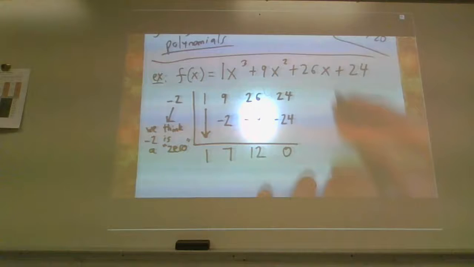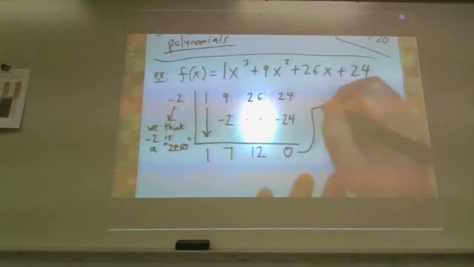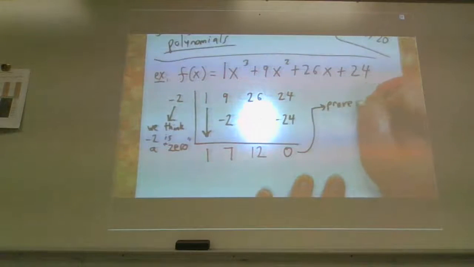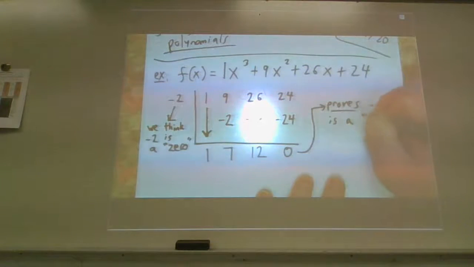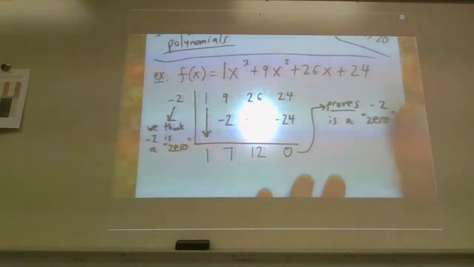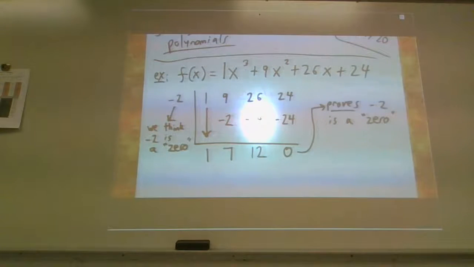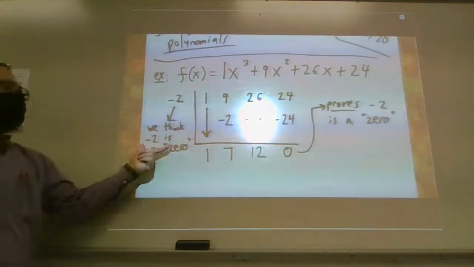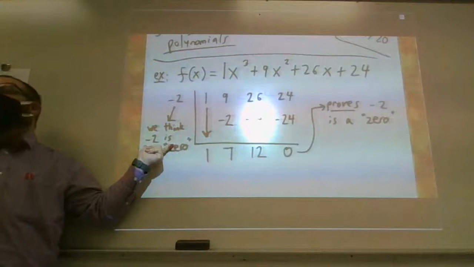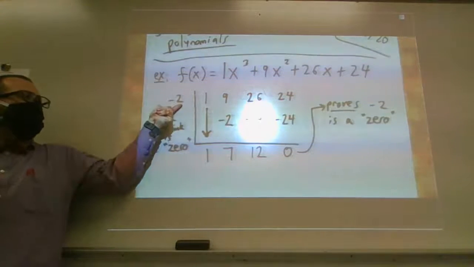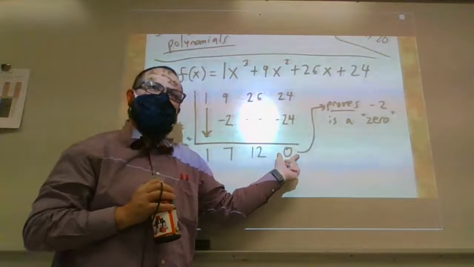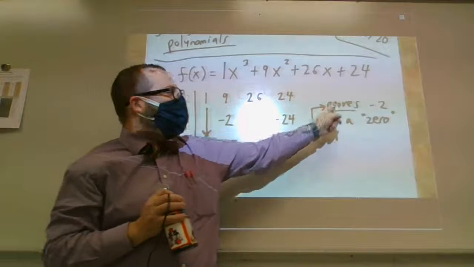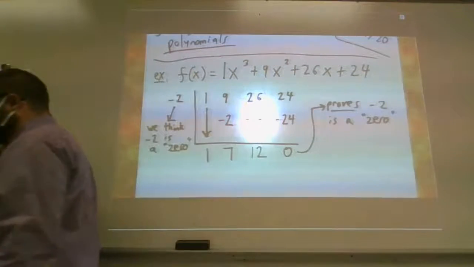First of all, that 0 proves negative 2 is a, quote, 0, end quote. It proves it. Over here, we didn't know whether or not negative 2 was a 0 yet. We think negative 2 is a 0. But then when you plug it into the synthetic bar, into the synthetic substitution, and you get this result down at the bottom, this now proves that negative 2 is a 0.